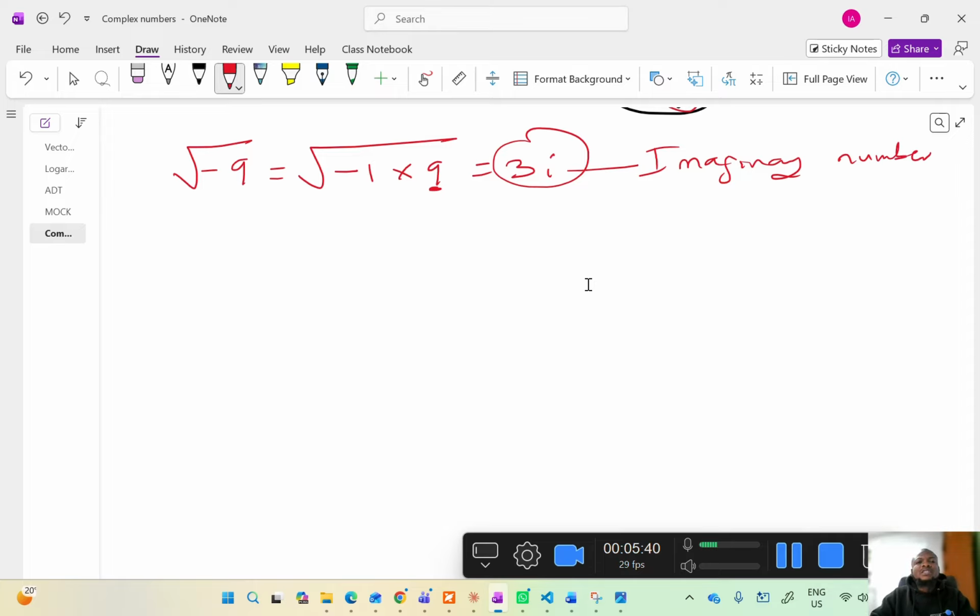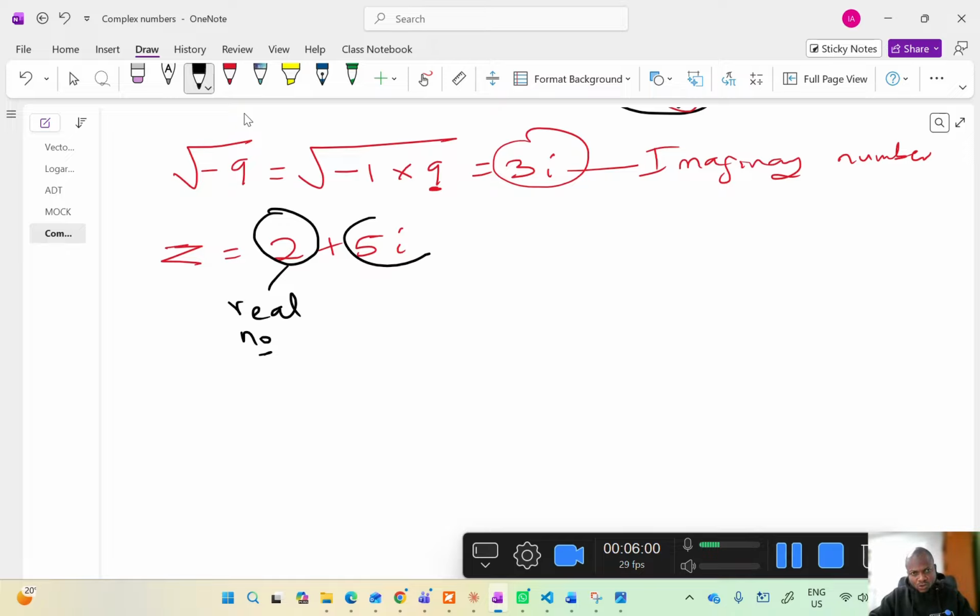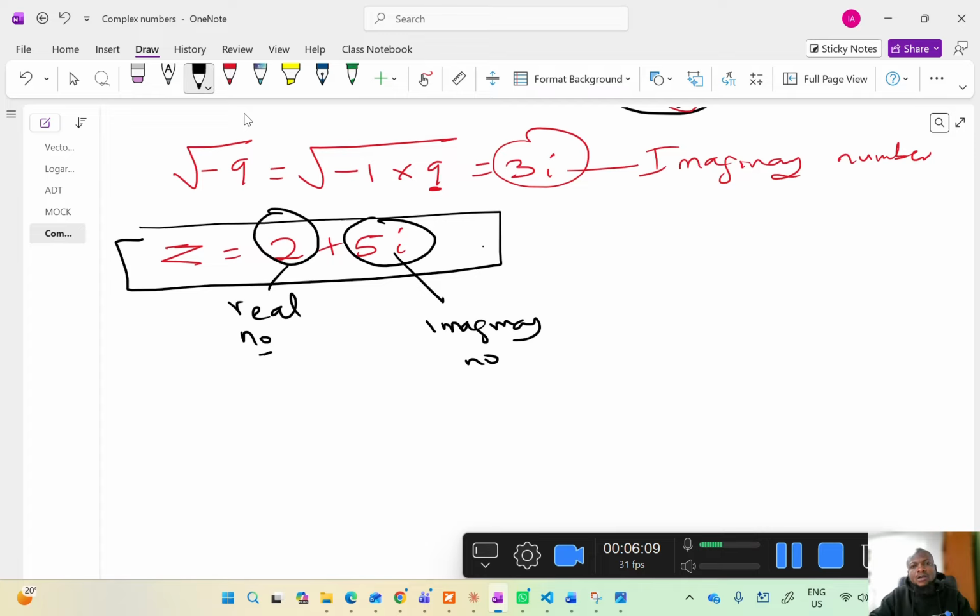Okay. So that implies that I can have an expression, a complex number, z equal to 2 plus 5i. Okay. 2 plus 5i. This 2 is called the real number, the one your calculator can do an expression on. This 5i is called the imaginary number. So both of them combined together become the complex number.